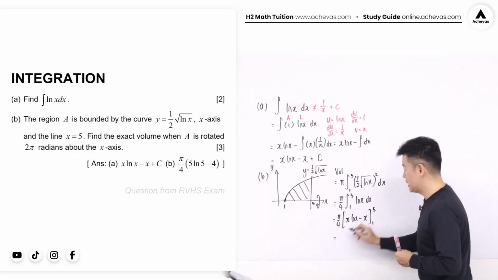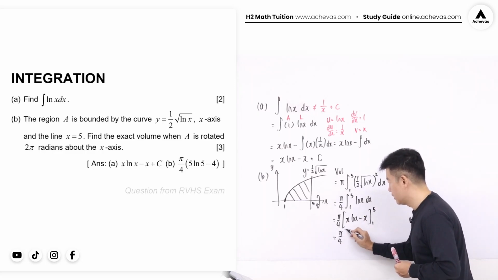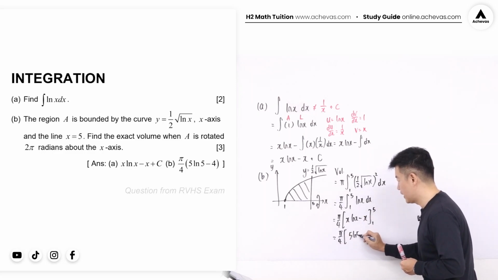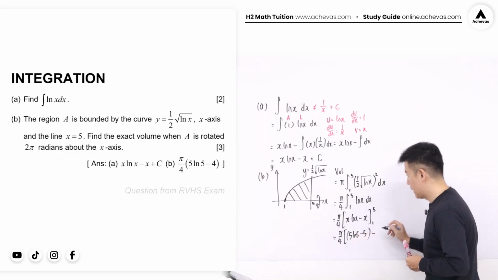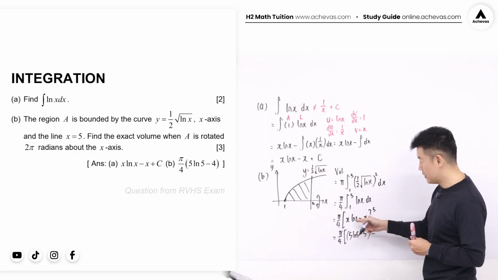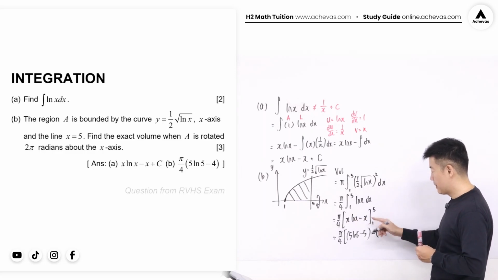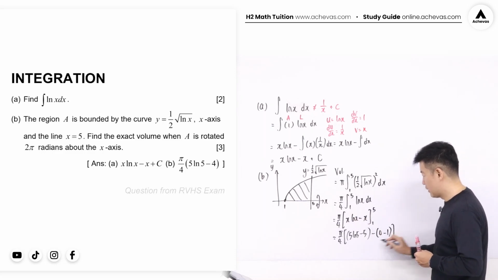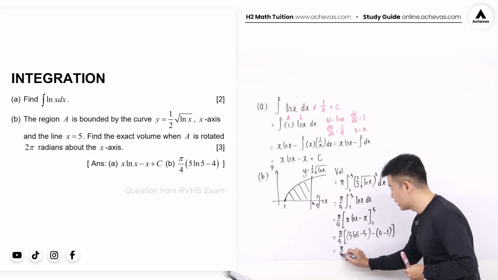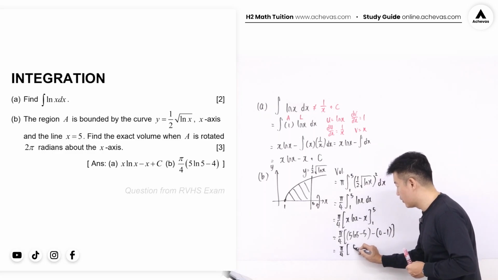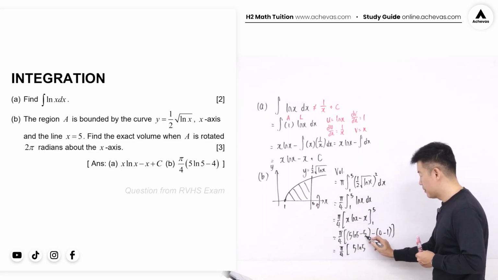So substituting the upper limit in, we have 5 ln 5 minus 5. Minus, substituting the lower limit in, we have 1 ln 1. And ln 1 is 0. Minus 1. So our final answer here is going to be pi over 4 of 5 ln 5 minus 5 plus 1. So minus 4.